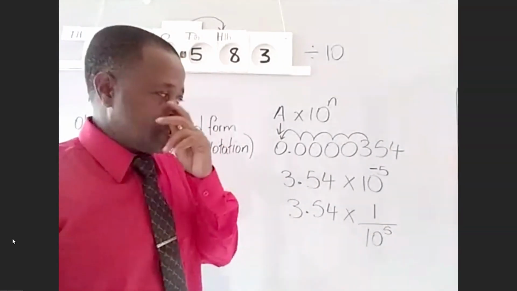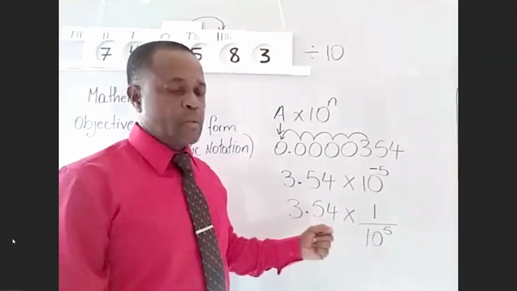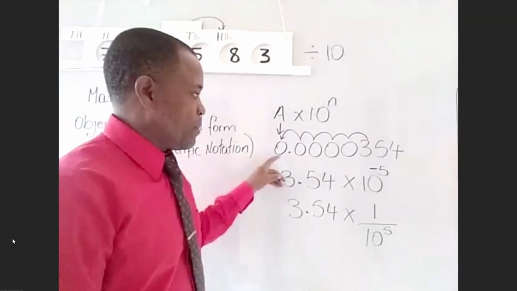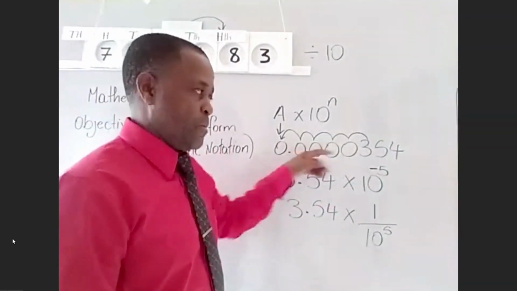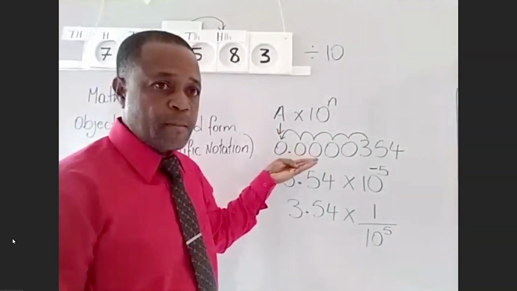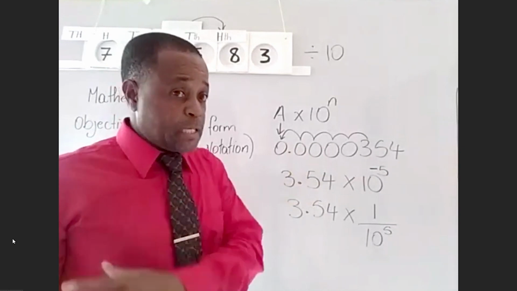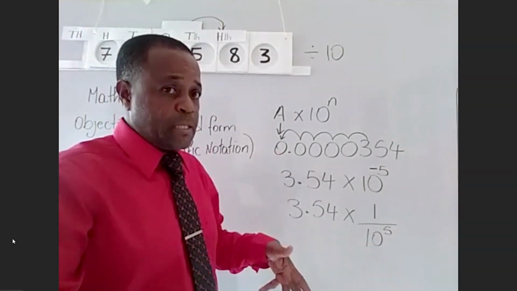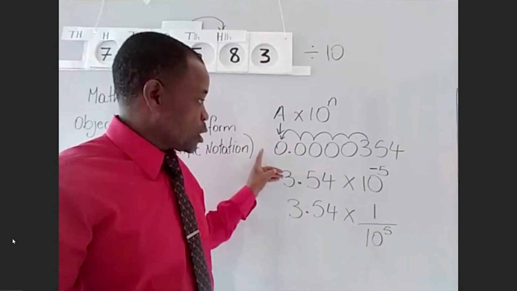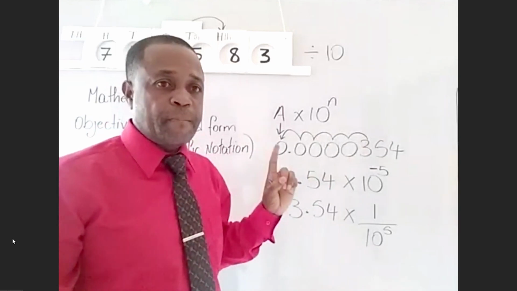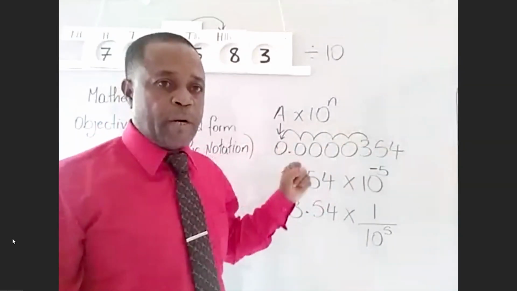Now, what do we notice in this case? In this case, the number that we were actually given, the given number here, was not larger than 10. It didn't lie between 1 and 10. This number is smaller than 1.